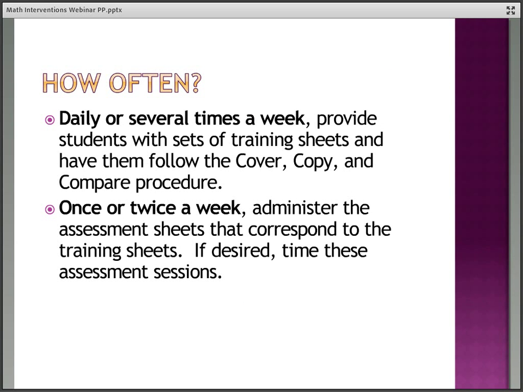This can be done daily or several times a week. Provide students with sets of training sheets and have them follow the cover, copy, and compare procedure. Once or twice a week, you'll want to administer assessment sheets that correspond to the training sheets. And if desired, you can time these assessment sessions.